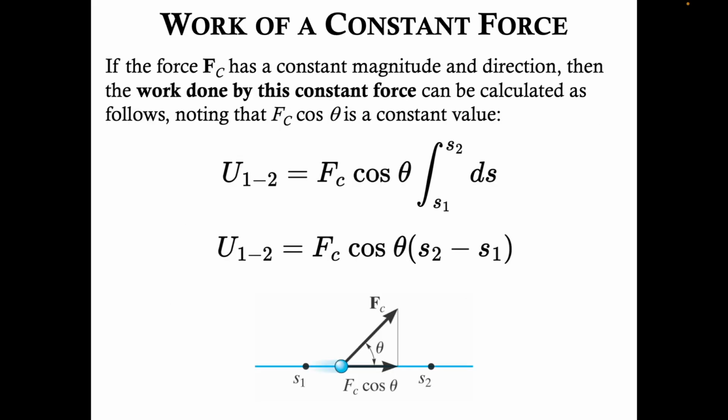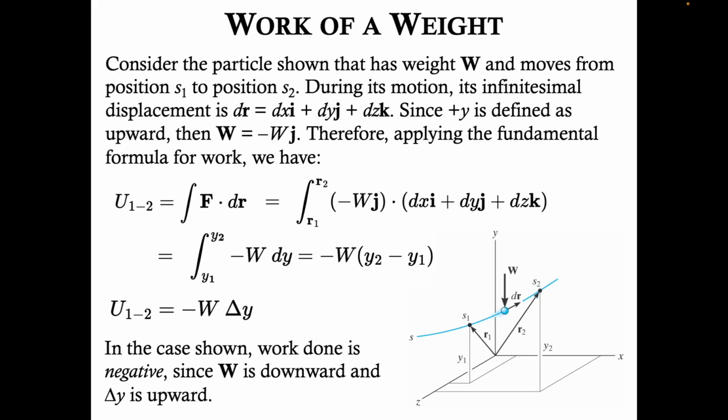If the force, F sub c we'll call it, has a constant magnitude and direction, then the work done by this constant force can be calculated as follows, noting that F sub c cosine theta is a constant value, where F sub c cosine theta would be the component of the force in direction of the displacement. So we have U sub 1-2 equals F sub c cosine theta, taking that constant out of the integral, times the integral from s1 to s2 of ds, which reduces down to U sub 1-2 equals F sub c cosine theta times (s2 minus s1).